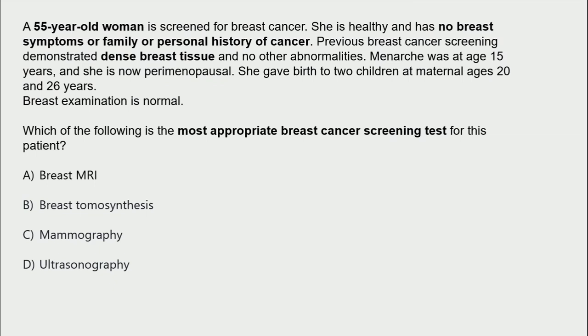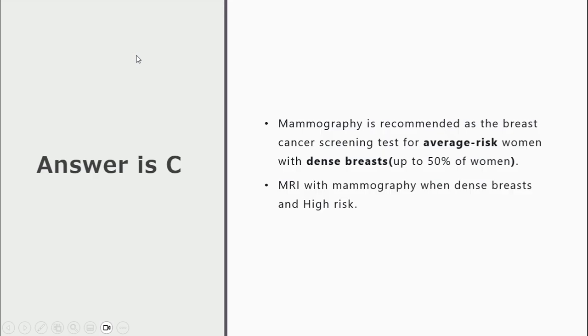Most of you will be confused between breast MRI and mammography because of the dense breast tissue. The correct option is C, because about 50% of women have dense breast tissue. It doesn't mean you will go for a more expensive test like the MRI. We usually follow mammography if the patient is at average risk. Yes, if the patient is at increased risk and has dense tissue, then we will go for MRI with mammography, not MRI alone. But if the patient is at average risk, we will go for mammography.